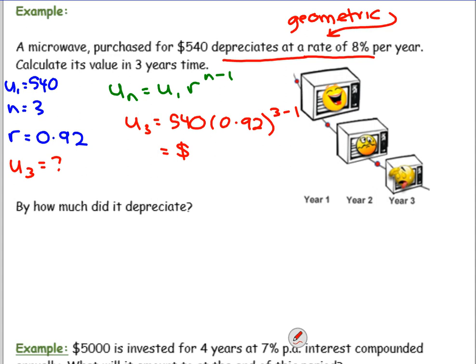540 times 0.92 would be what it would be after 1 year. And then times 0.92 after 2 years. And times 0.92. So shouldn't it be to the power of 3 then? Like at the beginning of the 4th year kind of thing. So we tried to write it to the power of 2, but really it should be to the power of 3. Yeah, to the power of 3, exactly.